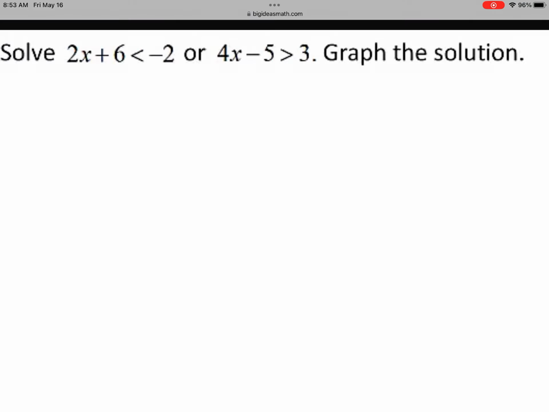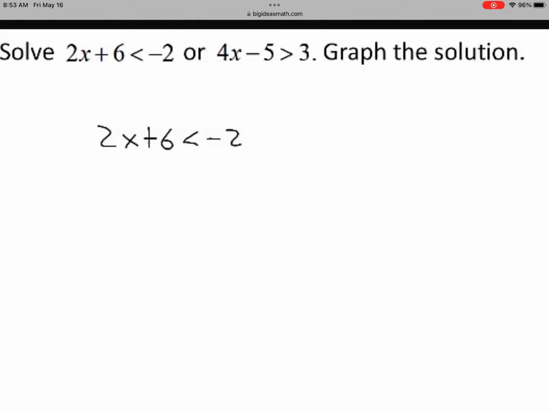Solve 2x + 6 < -2 or 4x - 5 > 3. Graph the solution. First write the inequality 2x + 6 < -2. Use the subtraction property of inequality. Subtract 6 from each side of the inequality.